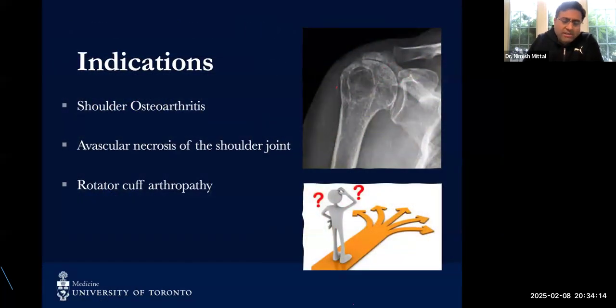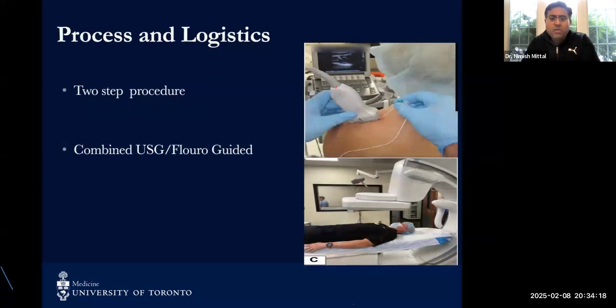Indications for which you can do these procedures are arthritis, avascular necrosis, and rotator cuff arthropathy. Now, we do it using a two-step approach. First, in the office, when we see a patient who has shoulder arthritis and has failed other interventions, we will do a diagnostic block first. In the diagnostic block, we block the motor part of the suprascapular nerve, and we also do a diagnostic block of the lateral pectoral nerve. The reason we do them is because they can be easily targeted using an ultrasound approach.